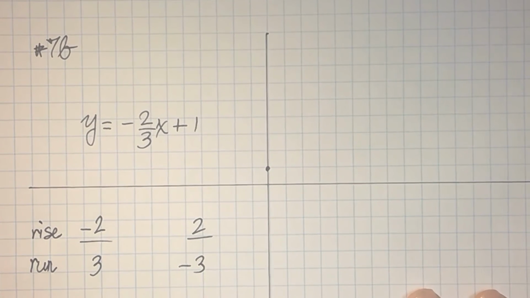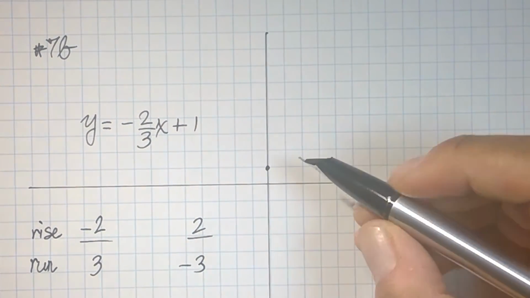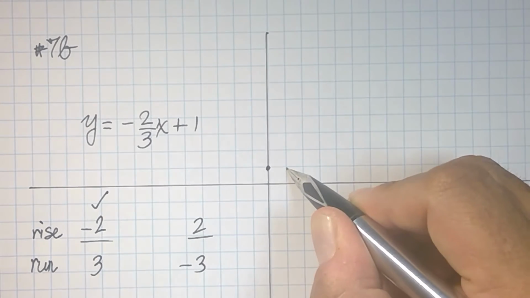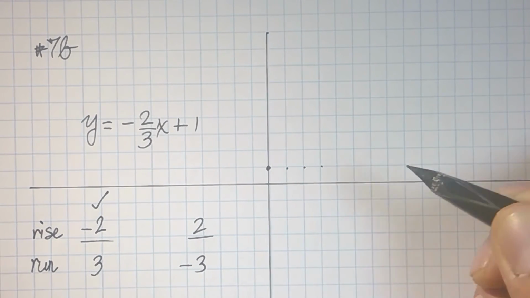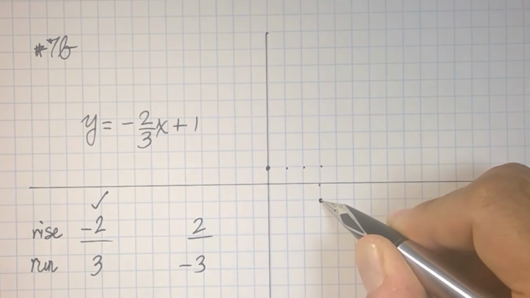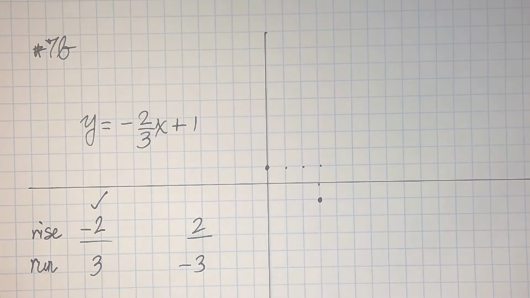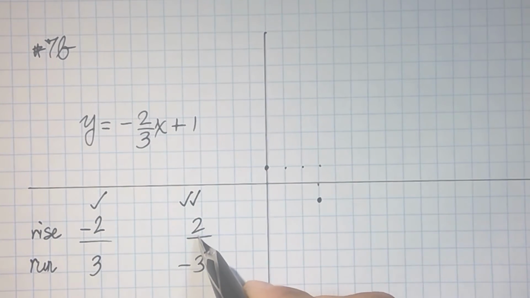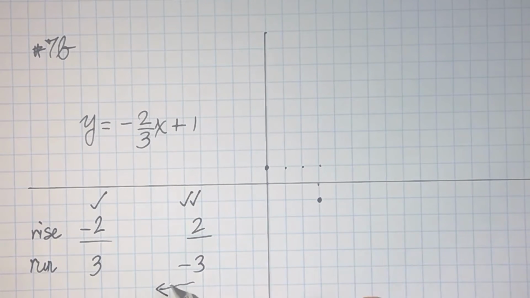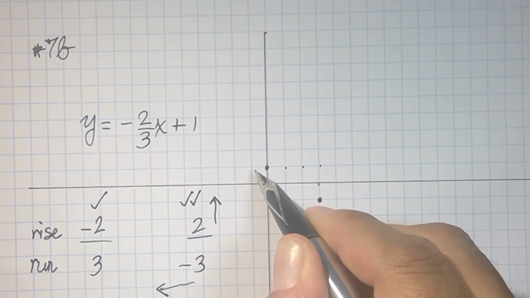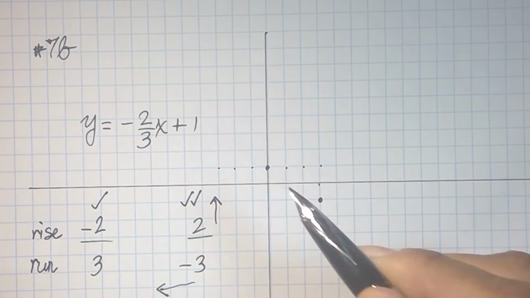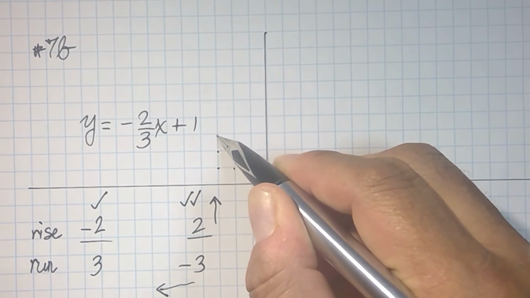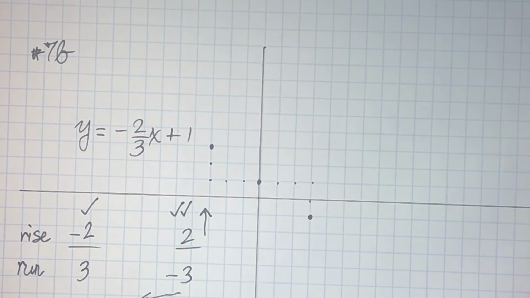I'm going to use this example to show you that, all right? So if I start at my y-intercept, my slope is negative 2 over 3. What that would mean is I go 3 to the right and go 2 down. There's my point. Now, what if I used this one instead? It says 2 over negative 3. What does that mean? You go 3 left, then you go 2 up. So 1, 2, 3, left, 1, 2. There's your point. And then you connect those 3 points.